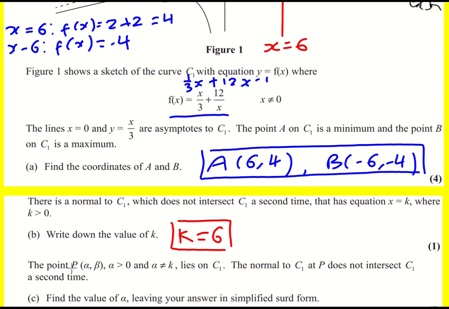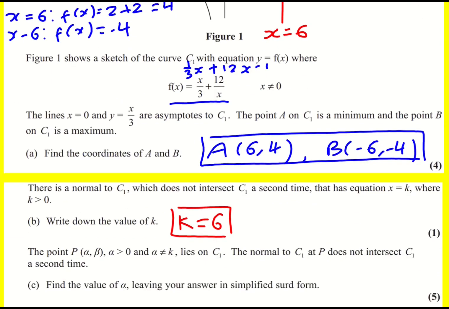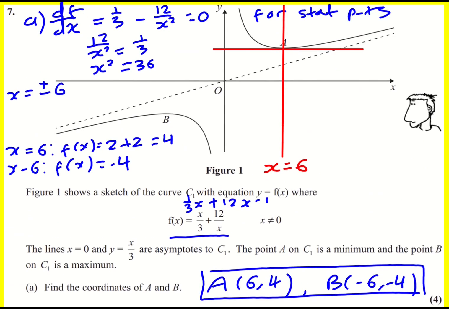We're told that there's another point, P, alpha, beta, and alpha is greater than 0, but now alpha is not equal to k, so it's not the same line, where we also do not intersect C1 a second time. We're asked to find the value of alpha, leaving our answer in simplified surd form. Right, there's a lot more to this one, as you can see in the marks.